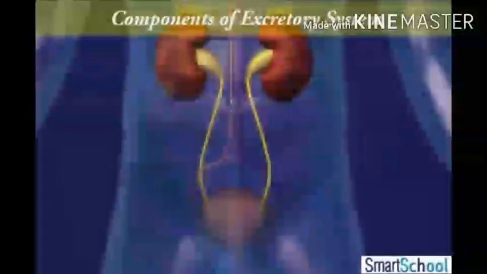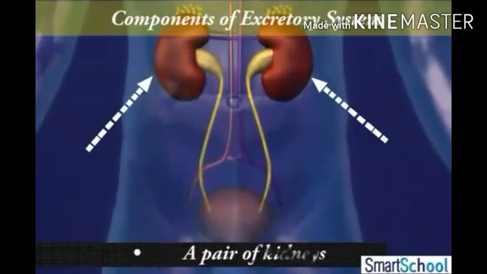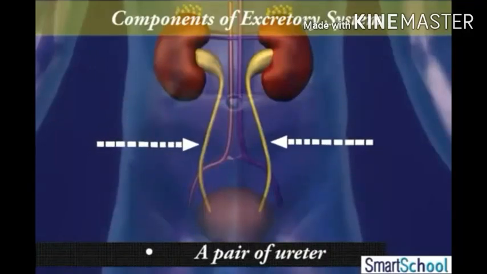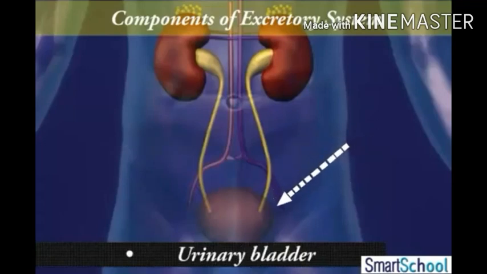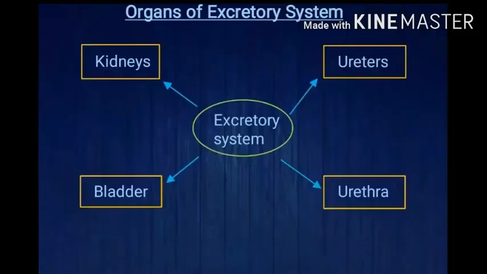Let's have a look at the different parts of the human excretory system. It consists of a pair of kidneys, a pair of ureters, a urinary bladder, and a urethra. Now let's discuss each organ of the human excretory system in detail.